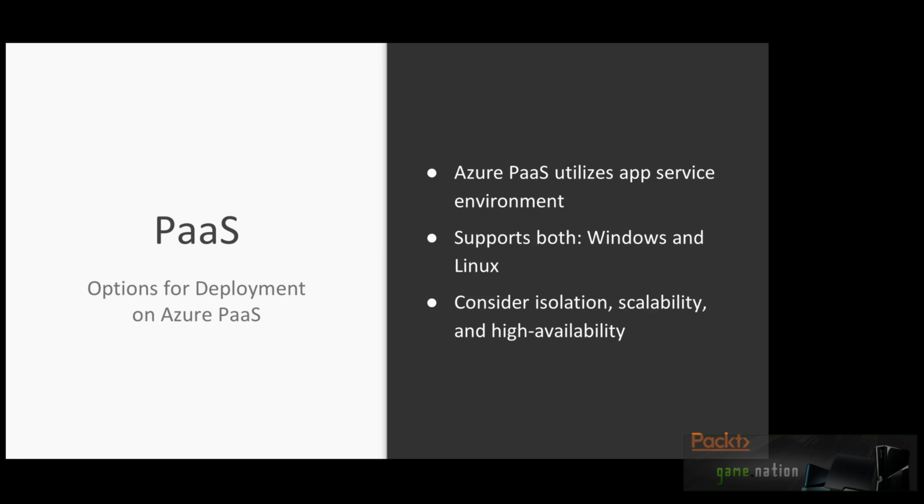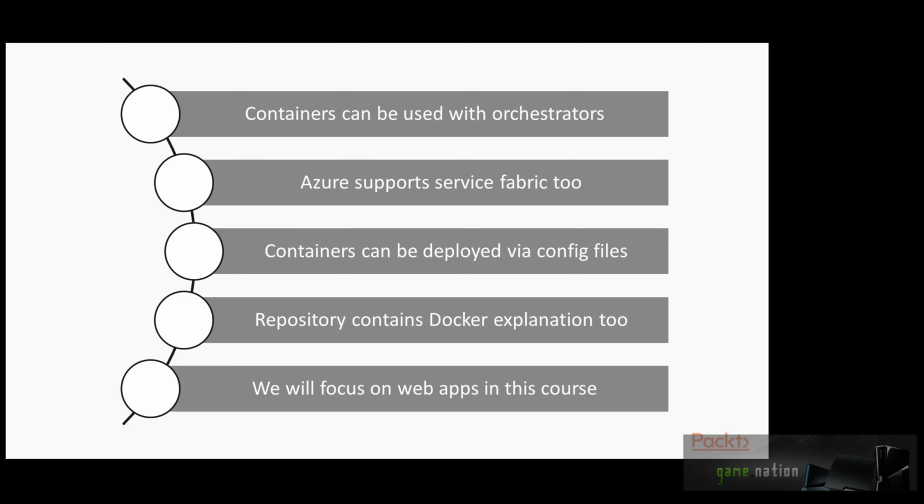Let's first go ahead and talk a bit about containerization and the containerized packages that can be deployed. Containers basically can be used with orchestrators such as Kubernetes, Docker Swarm, Azure Service Fabric, or DCOS. Azure also supports Service Fabric, which is Microsoft's product for orchestration of the services. Containers can be deployed using configuration files such as Docker Compose or Kubernetes services. The deployment of containerized packages also requires that you either grant access to the private repositories or you create your repository for Docker images and packages on Azure.